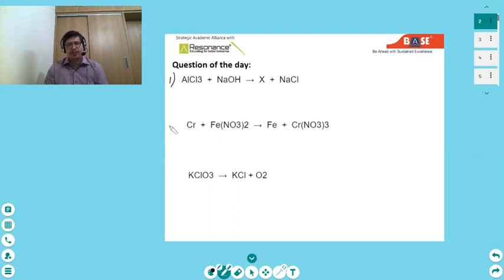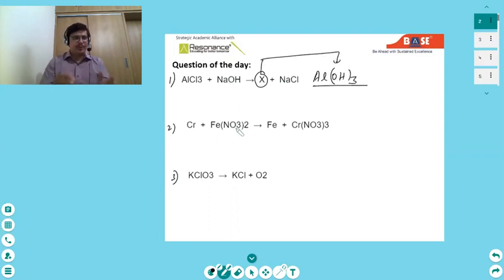This is your question number 1, this is your question number 2, and this is question number 3. So first question was, you need to find out X. I hope all of you have got aluminium hydroxide, Al(OH)3. So X is nothing but this. Now, no need to balance at this point of time because balancing I have not done. The coming session is about balancing, so we will see there. So aluminium hydroxide you will get.